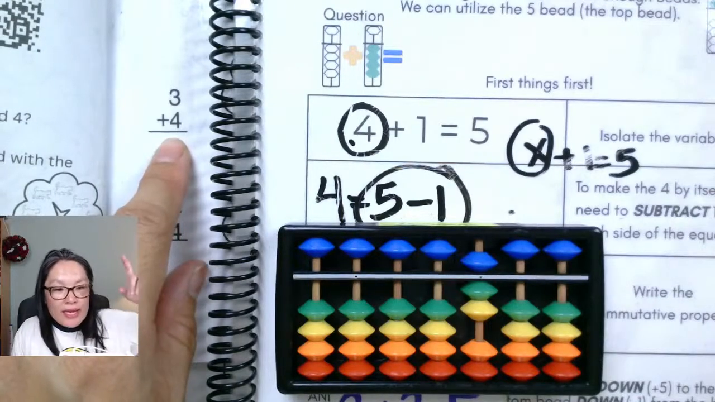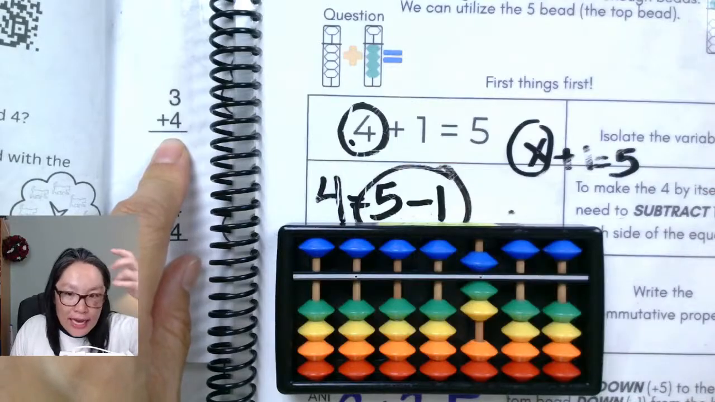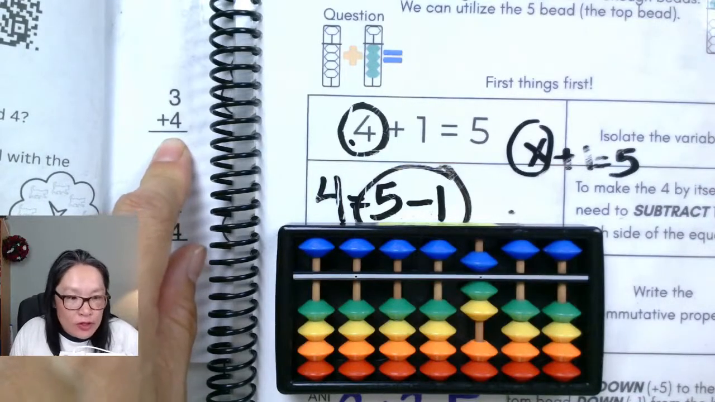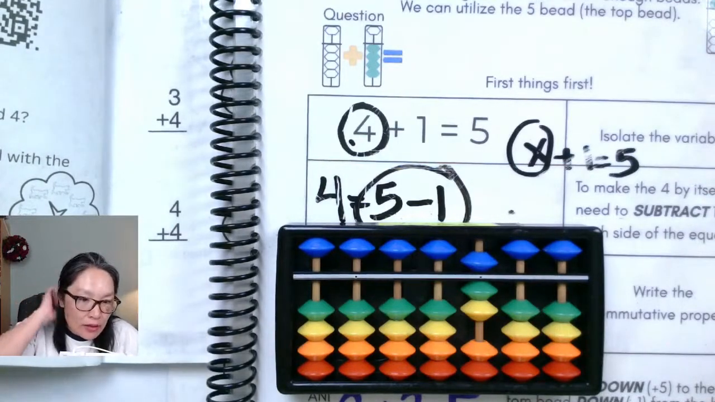So now we're making the 4 versatile. Understanding how to add a 4 becomes more versatile. It becomes easier to see, right?